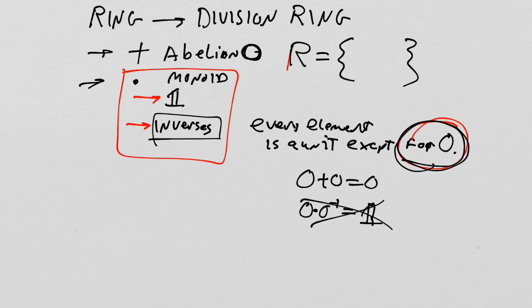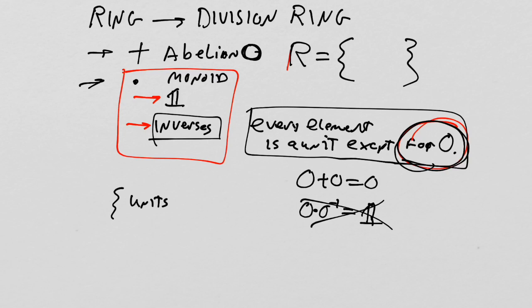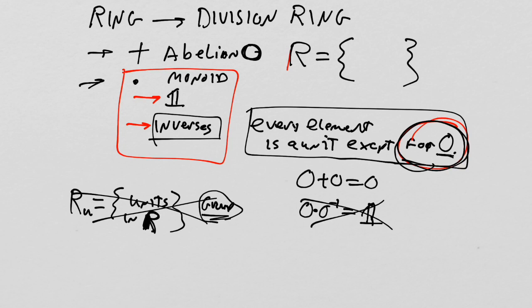Another way to say that: every element except for 0 is a unit. It's interesting, the set of all units in a ring, I'll call that R^U, the set of all units in a ring R, not the real numbers, but a ring R. That turns out to be a group, interestingly enough, because 0 will never be a unit. But that's a little bit in the weeds.